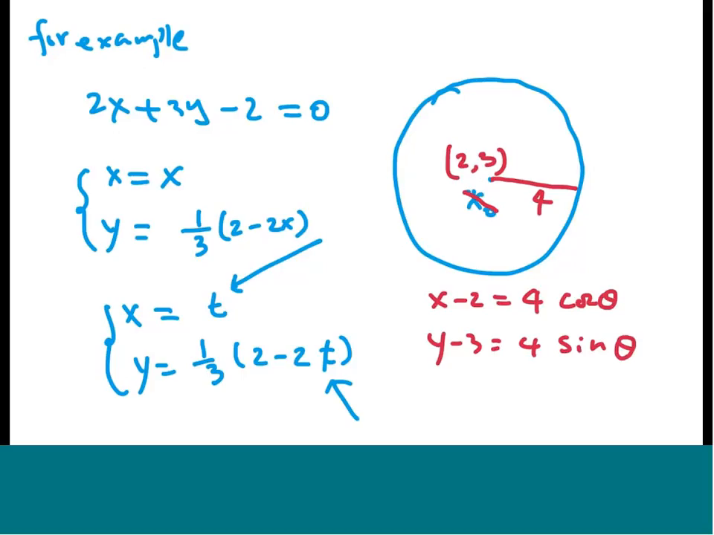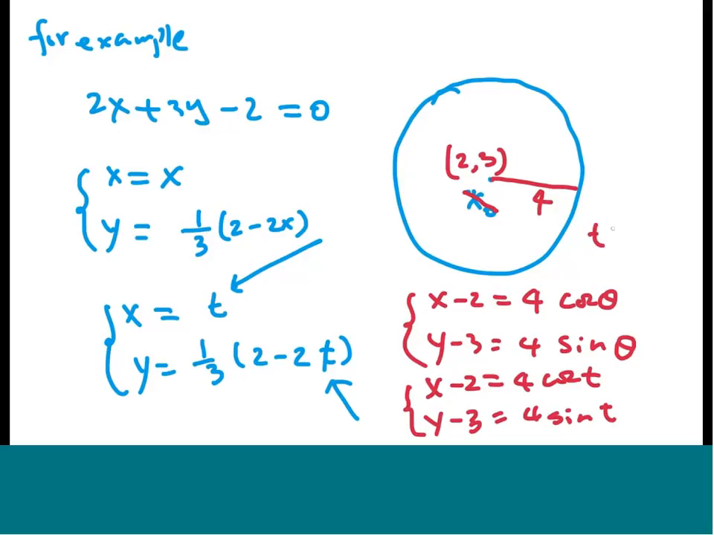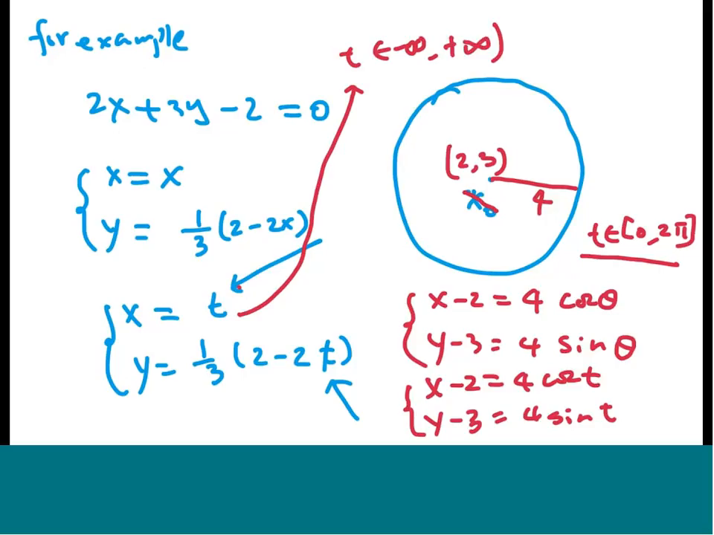You don't have to use theta. You can write x minus 2 equals 4 cosine t, y minus 3 equals 4 sine t. So what is the t? t is going to be between 0 and 2 pi. So what is the t here? t belongs to 0, I mean, no, it's minus infinity to plus infinity. Okay? Got it?